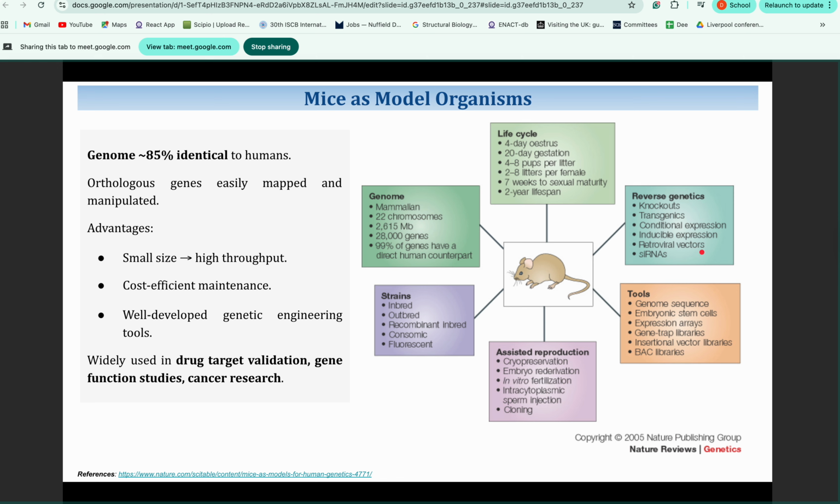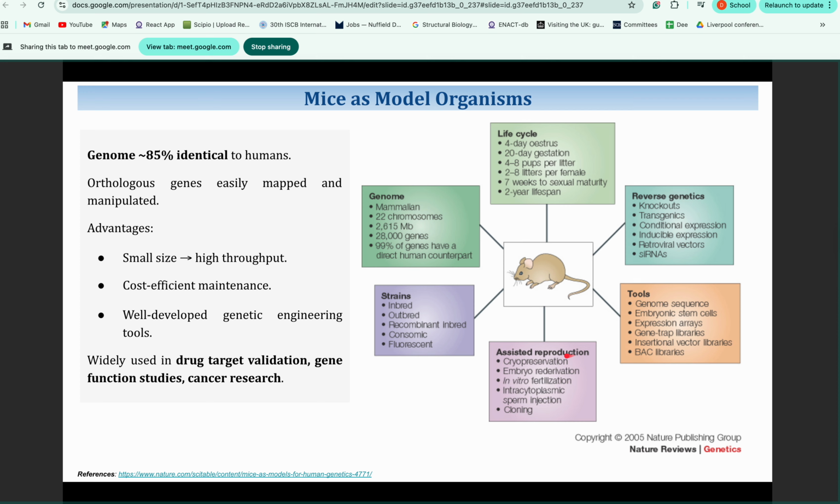Then retroviral vectors and small interfering RNAs can be used, which can silence certain genes and certain RNAs. Then there are tools: genome sequence, embryonic stem cells, expression arrays, gene trap libraries, insertional vector libraries, BAC libraries. So there are different tools with the help of which we can perform these studies.